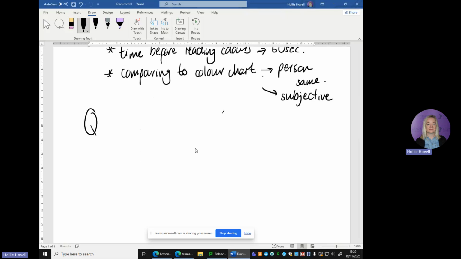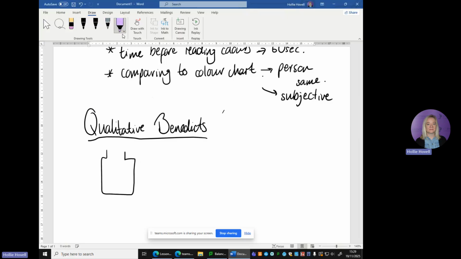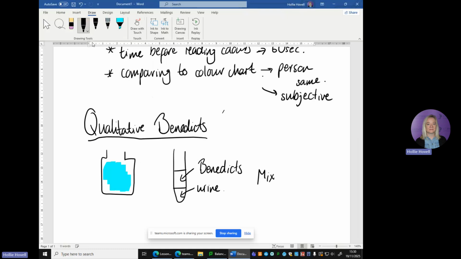The next test that we did was the qualitative Benedicts. So for this one, what we did is we had a pot of Benedicts, which was a blue liquid. And then we added that to a sample of the urine. So we put a certain volume of urine in, we put a certain volume of Benedicts in, and we mixed it, and then we looked at the colour.